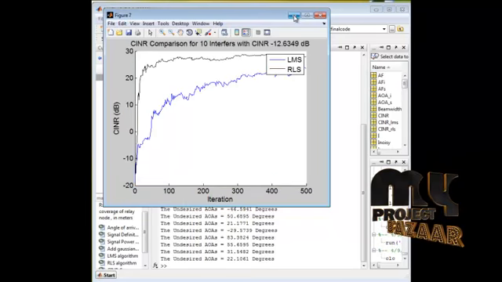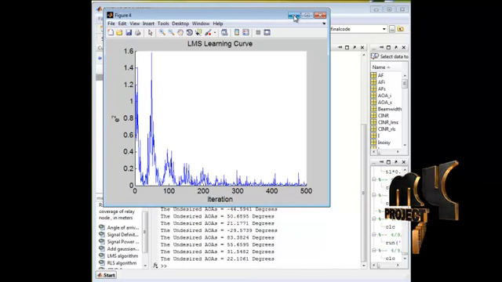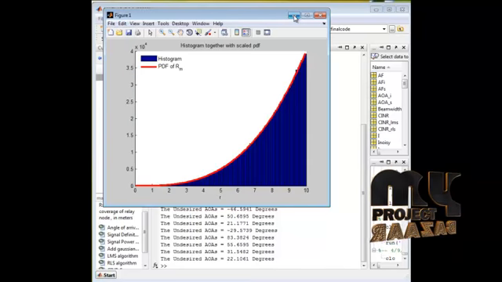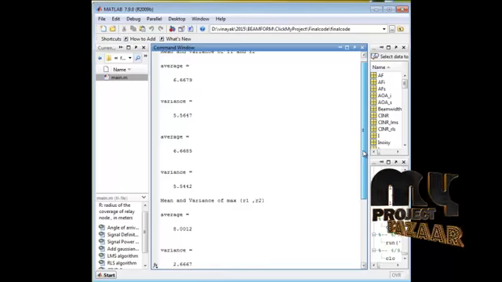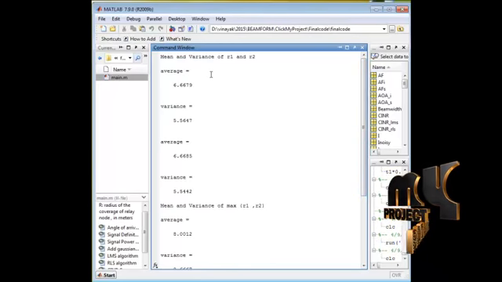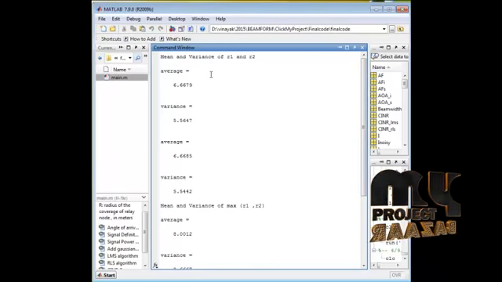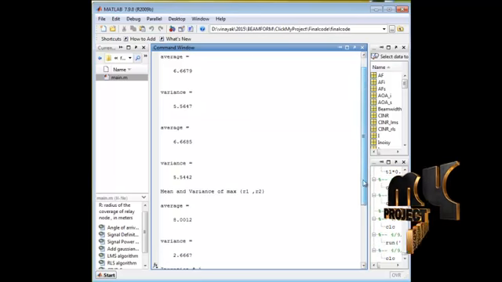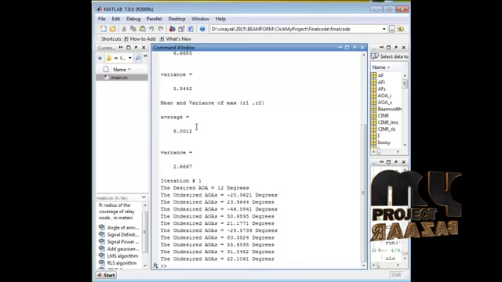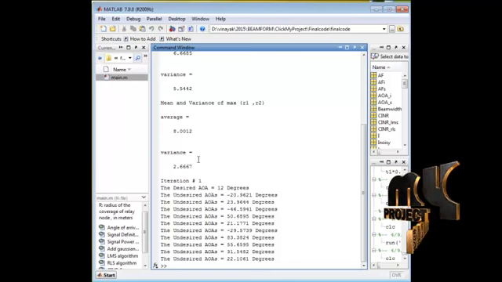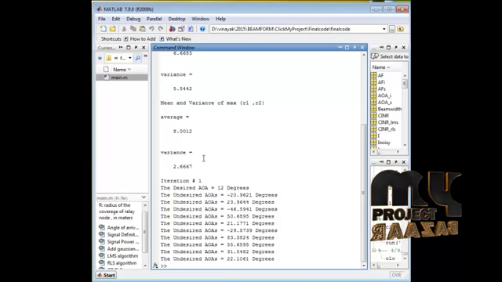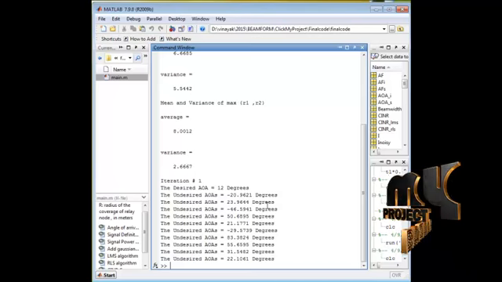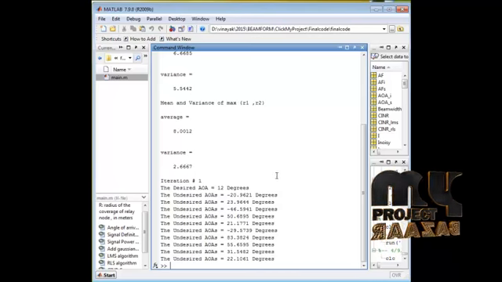These are all the outputs shown using the M file. The readings of mean and variance for the least mean square algorithm are displayed here, and the mean and variance of the recursive least square algorithm are displayed here. Here we are also estimating the angle of arrival of the beam. The undesired angles of arrays are displayed in this command window.